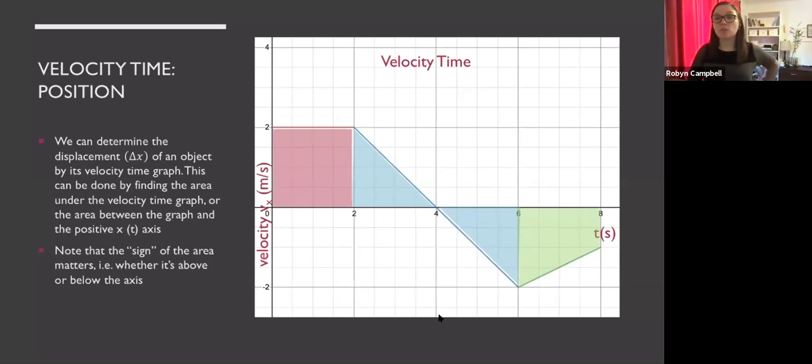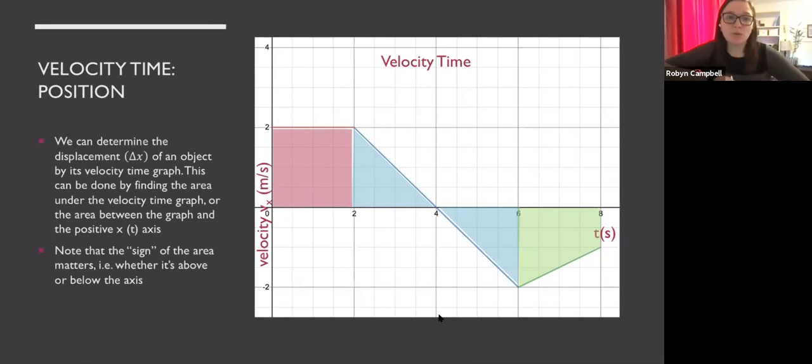So this is maybe a new concept for a lot of you. And you might be fairly familiar with going from velocity time to acceleration time, right? Because it's just the slope. You're just making a plot of the slope. Going from velocity time to position time, though, is a little bit trickier. Or maybe not trickier, but it's a little bit more different.